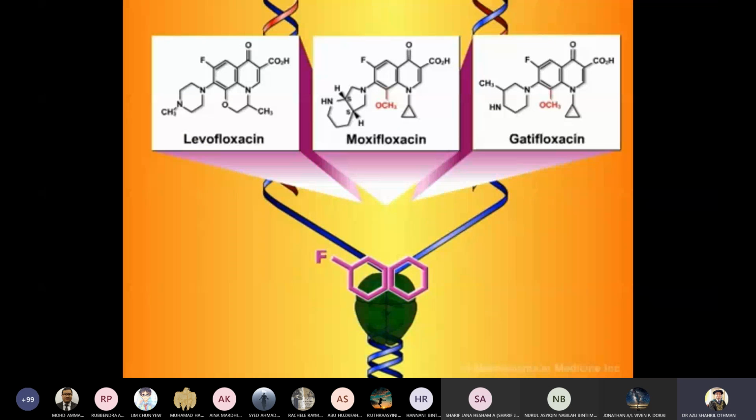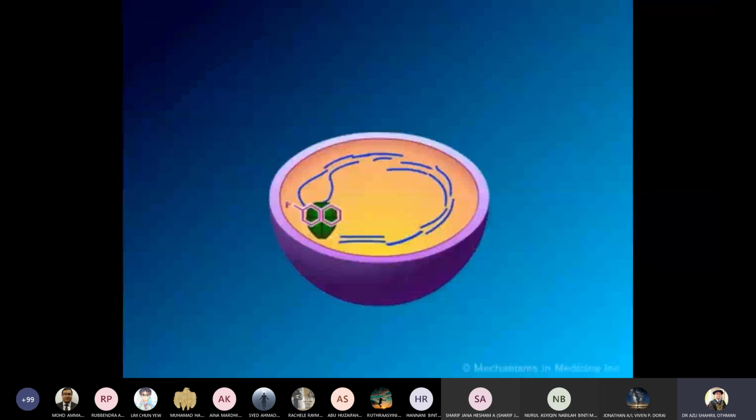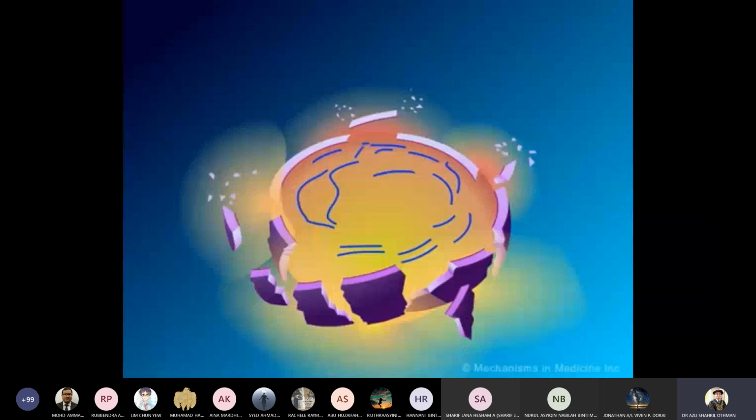Fluoroquinolones have been shown to bind specifically to the complex of DNA gyrase and DNA rather than the DNA gyrase alone. As a result of this binding, quinolones appear to stabilize the enzyme DNA complexes, which in turn results in breaks in the DNA that are fatal to the bacterium.